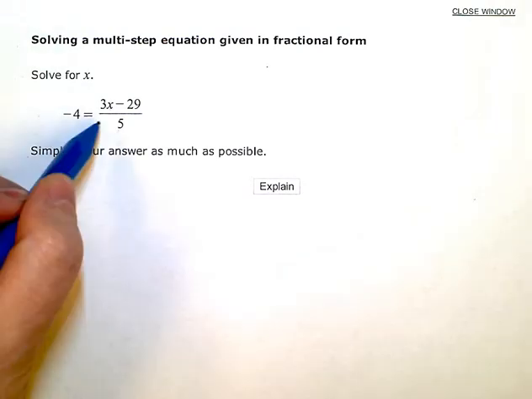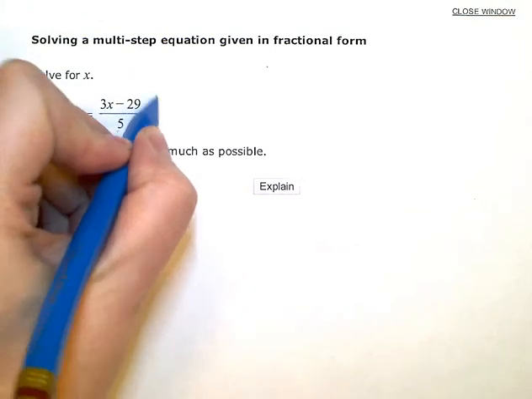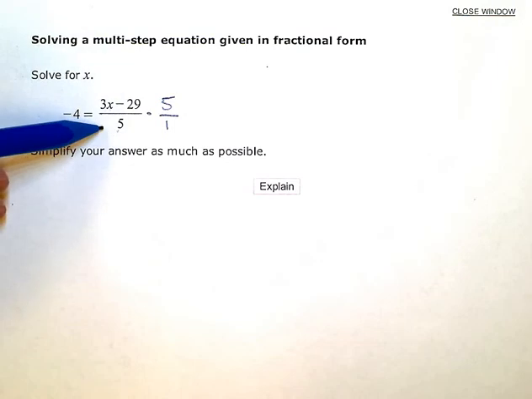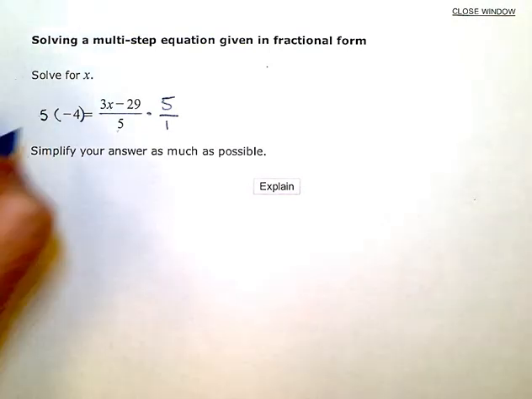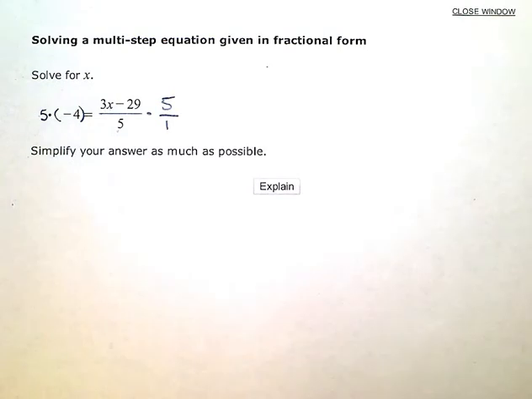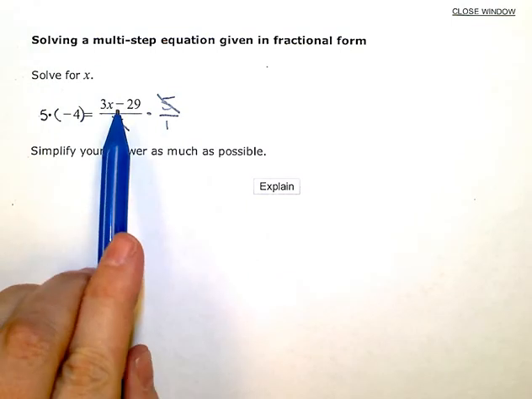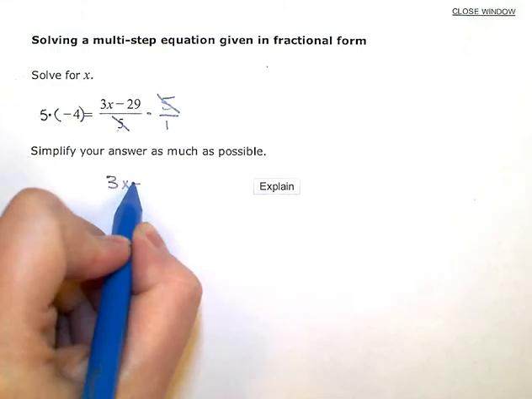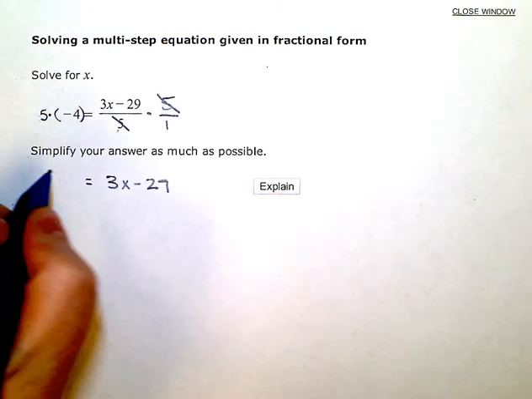So the inverse operation to divide by 5 is multiply by 5. And I'm going to put 5 over 1 just to keep numerators and denominators lined up. And just to keep my equation balanced, I'm going to also multiply by 5 on the left side. Over here, this multiplying by 5 cancels out the divide by 5, and I'm left with just 3x minus 29 on the right side. On the left, 5 times negative 4 is negative 20.